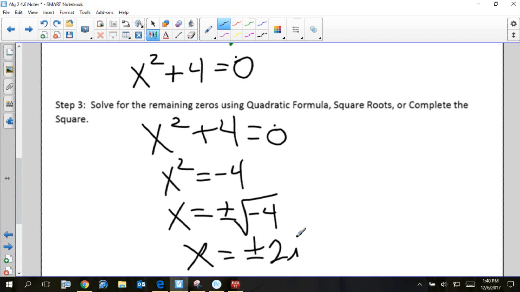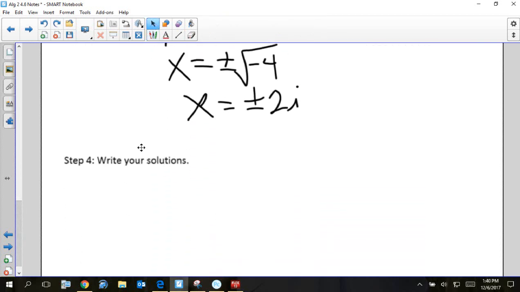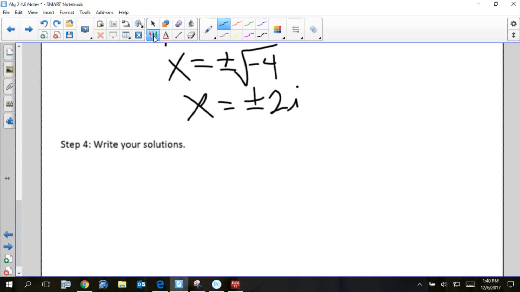So what kind of zeros are our last two? They are imaginary. That's why we didn't see all of them on the graph. We could see 3 of them on the graph. We could see the repeated one, the one with multiplicity, and we could see the one by itself, but we couldn't see the imaginary ones. So then step 4 says to write our zeros, or write your solutions.